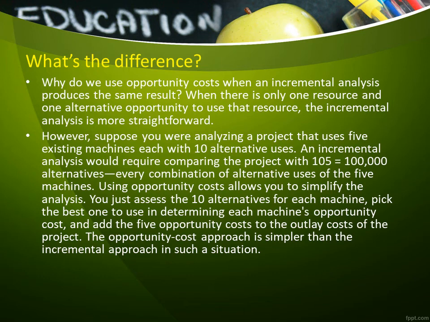Using opportunity costs allows you to simplify the analysis. You just assess the 10 alternatives for each machine, pick the best one to use in determining each machine's opportunity cost, and add the 5 opportunity costs to the outlay cost of the project. The opportunity cost approach is simpler than the incremental approach in such a situation.